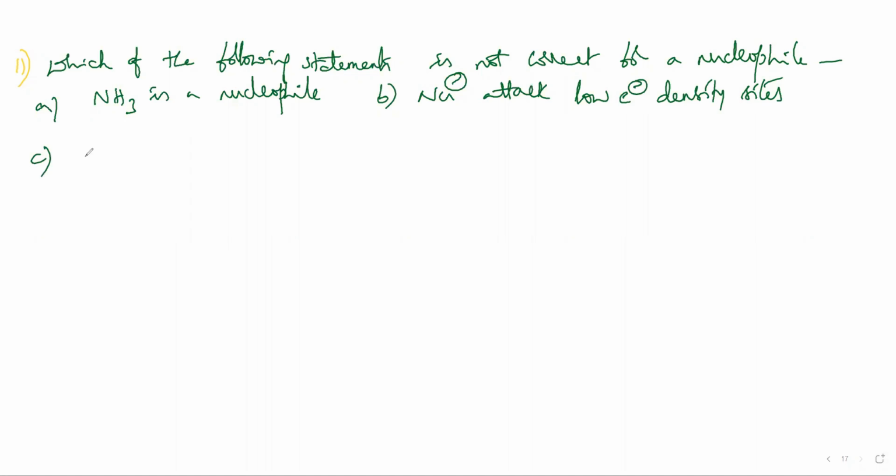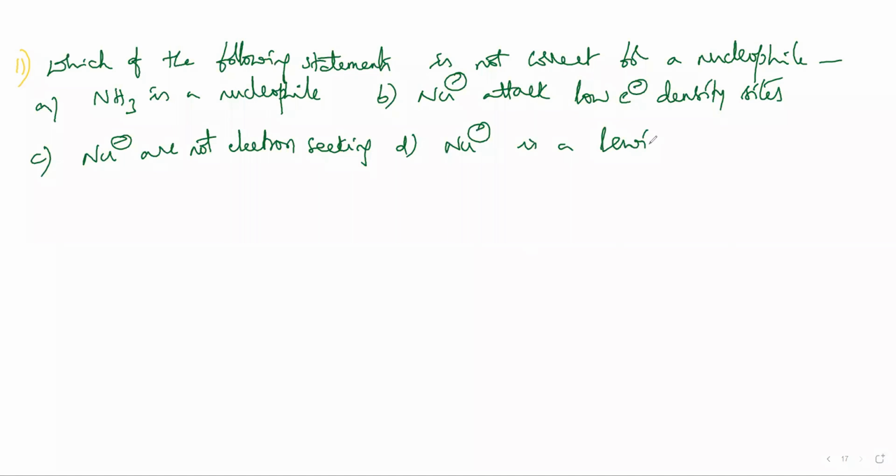Next, nucleophiles are not electron seeking. Last one, nucleophile is a Lewis acid. And what is the general statement regarding nucleophile? Nucleophile is electron rich. Okay, if it is electron rich, ammonia, nitrogen has a lone pair. Ammonia has a lone pair. So it is electron rich.